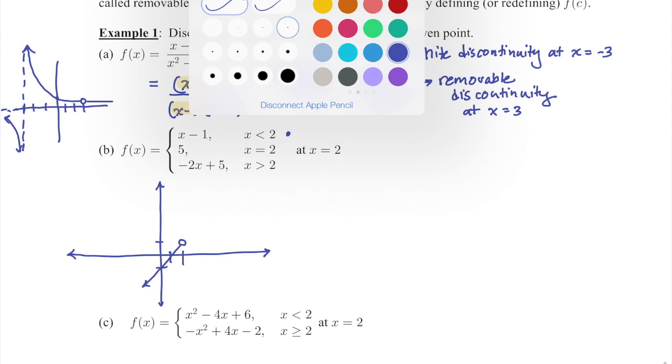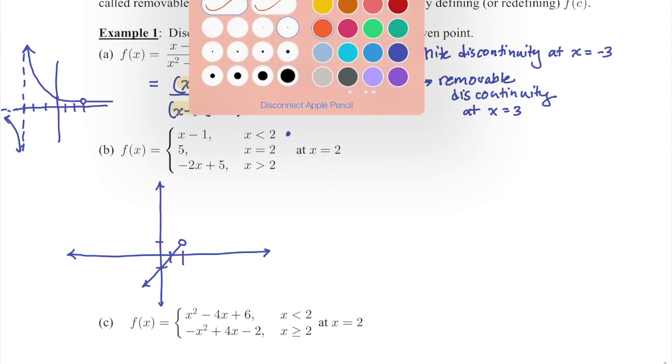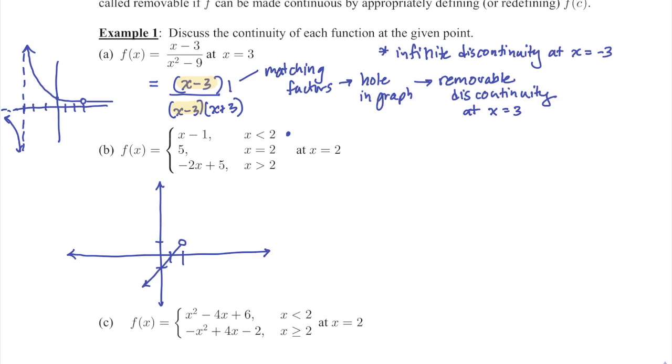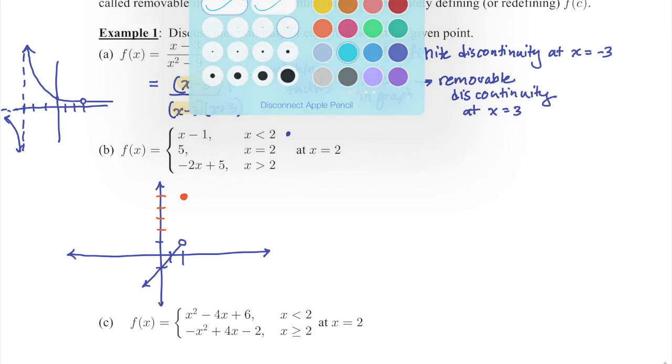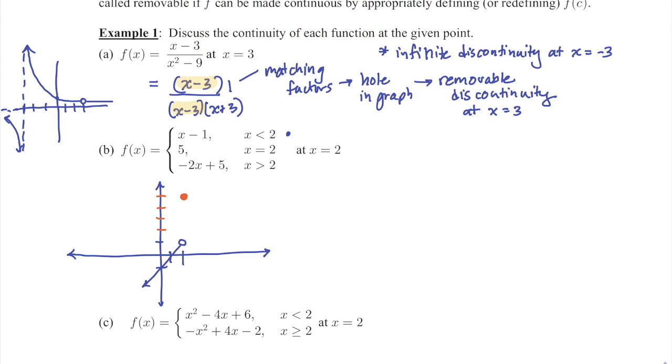And then let's see, we have just a point. When x equals 2, we want the y value to be 5. So we have this point (2, 5). And then for x greater than 2, we want to use -2x plus 5. If I were to plug 2 into that, I have -4 plus 5. So that's 1. So again, an open circle at (2, 1), and then slope -2 to the right. So a little bit steeper and a negative slope.